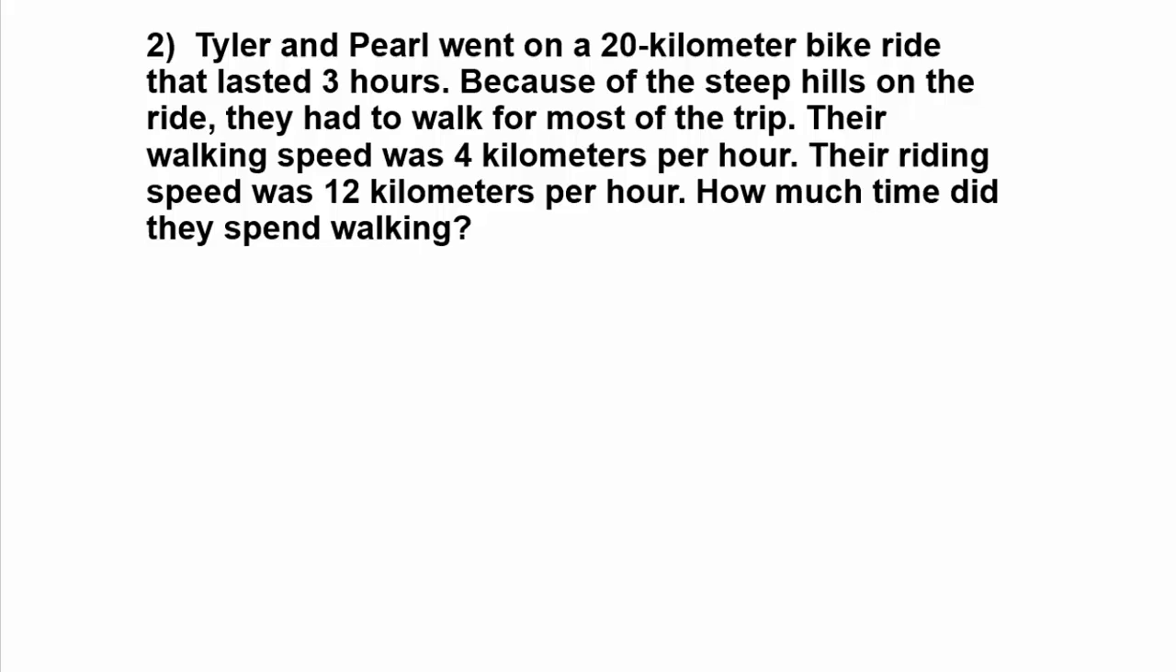Another one dealing with two totals. So Tyler and Pearl went on a 20-kilometer bike ride that lasted 3 hours. Because of the steep hills on the ride, they had to walk for most of the trip. Their walking speed was 14 kilometers per hour. Their riding speed was 12 kilometers per hour. How much time did they spend walking?